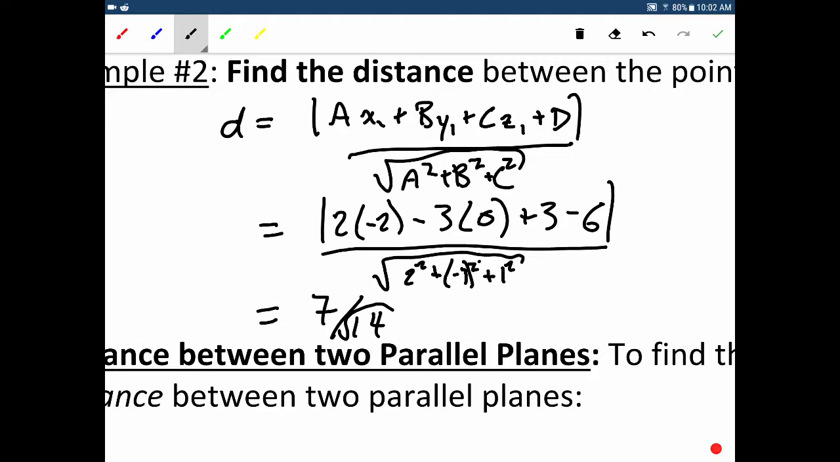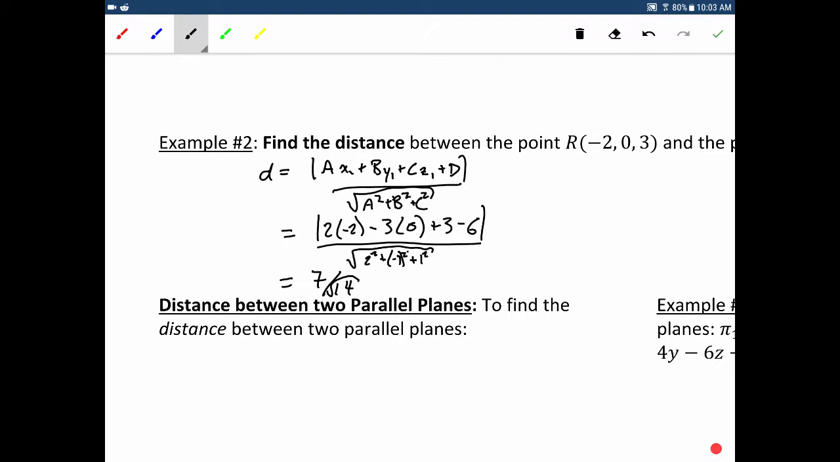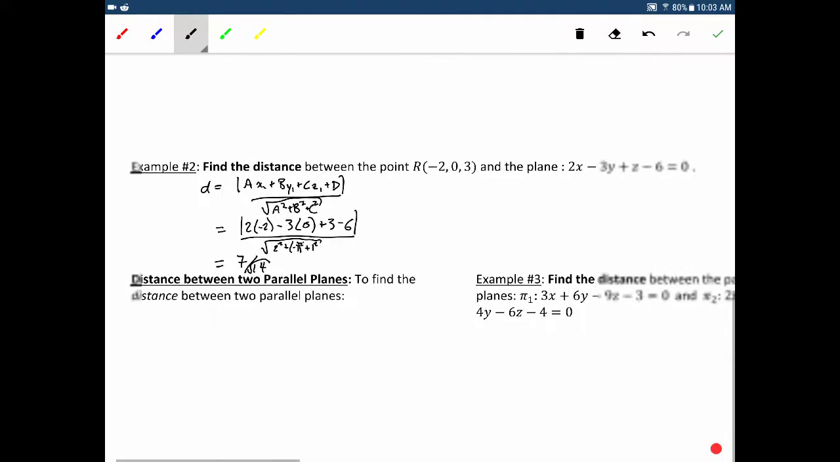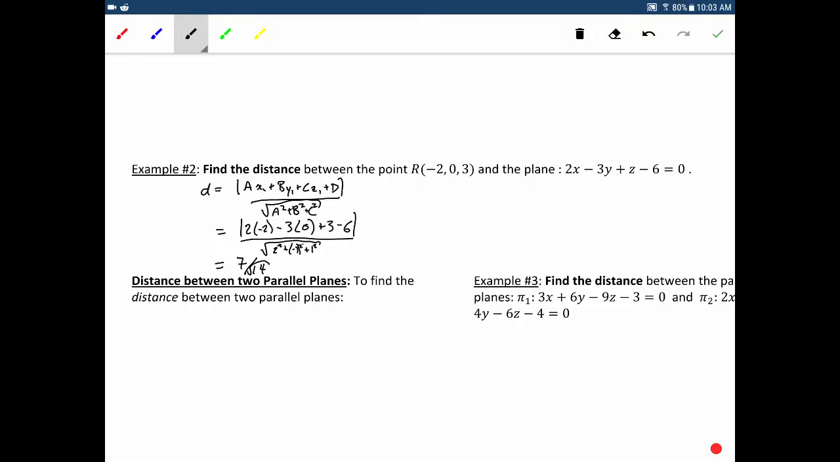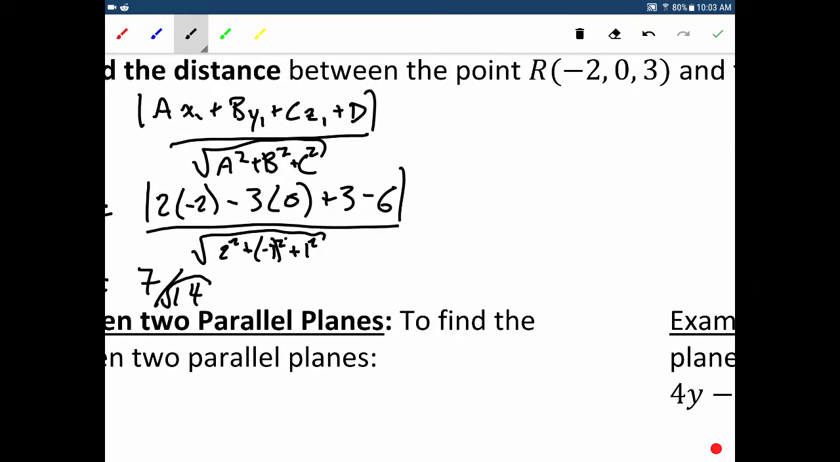7 over root 14, which actually does simplify, but I'm going to leave it like that. Okay, so that's it. So that's the distance between a point and a plane. Again, we could rationalize that. I haven't rationalized one in a while, so I'm going to do this.